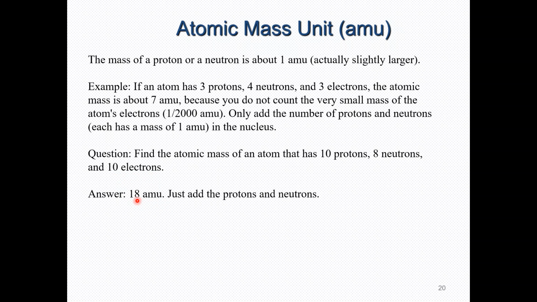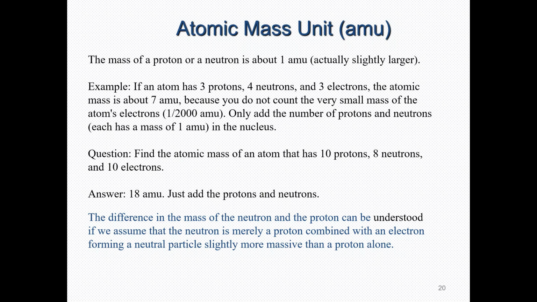So by ignoring the electrons, we can simply get the mass of the atom equal to 18 AMU, and that we get by adding the number of protons and the number of neutrons. So we add 10 protons and 8 neutrons, and we get the atomic mass equal to 18 AMU. That is very simple.